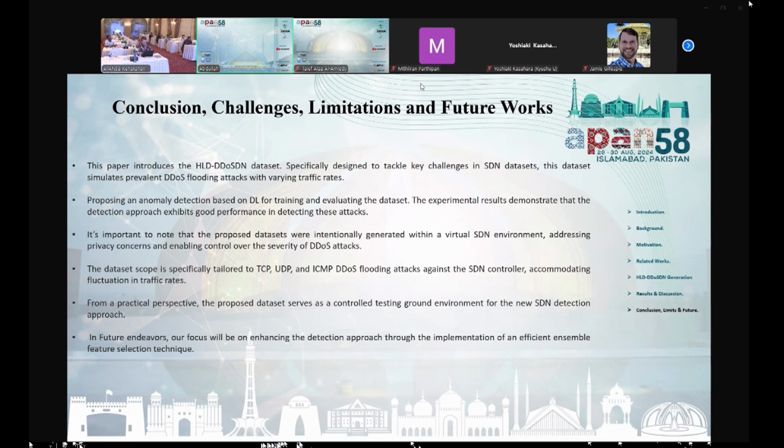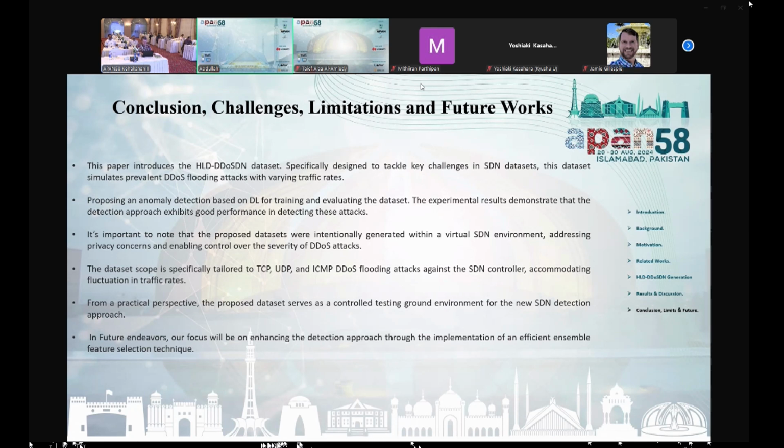From a practical perspective, the proposed dataset serves as a controlled testing ground, a ground truth environment, for new SDN detection approaches. This approach allows for identification of the strengths and weaknesses before implementation in a real-world network. So the proposed dataset stands as a valuable resource for researchers and practitioners in the field of SDN DDoS attacks.